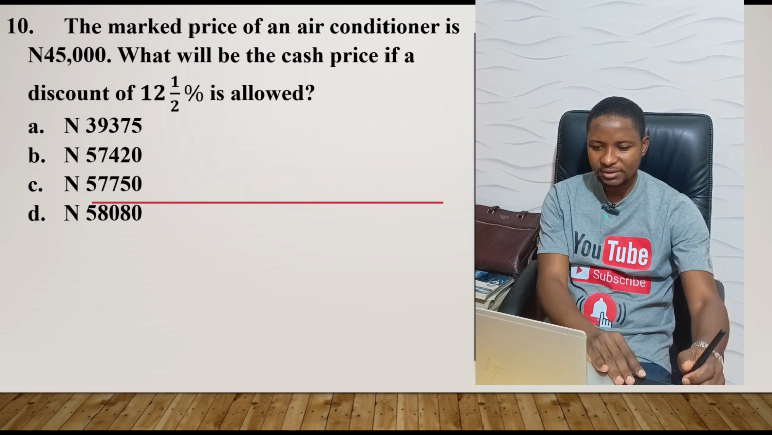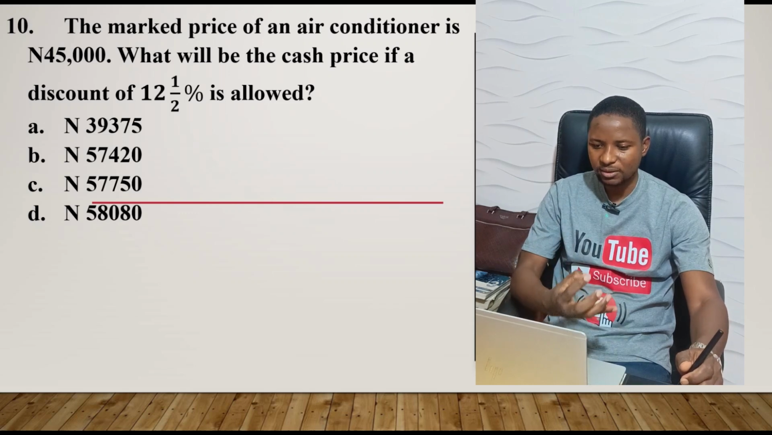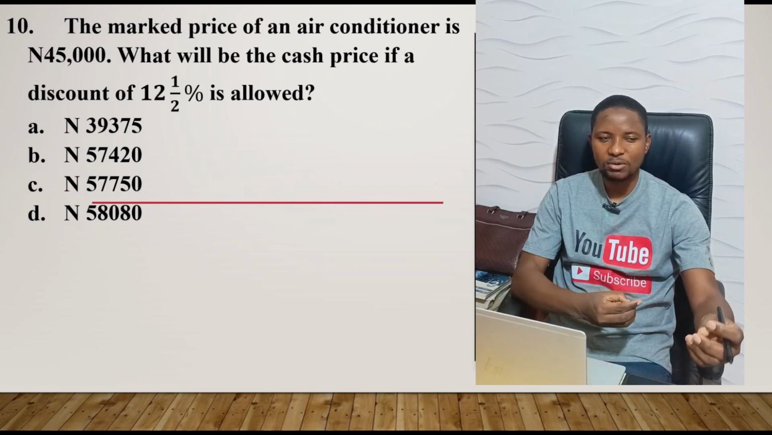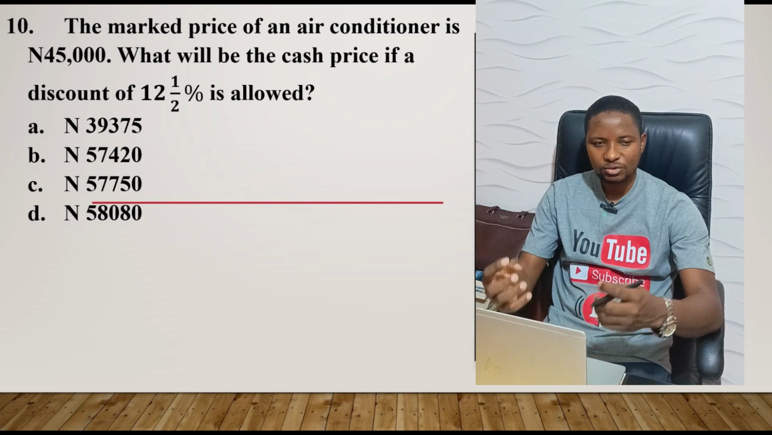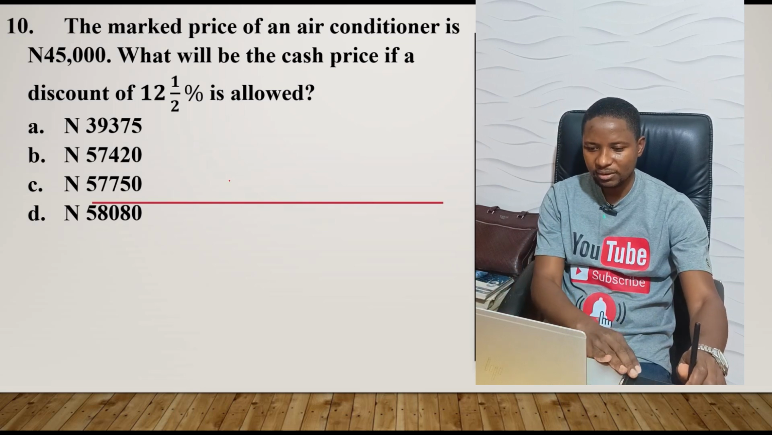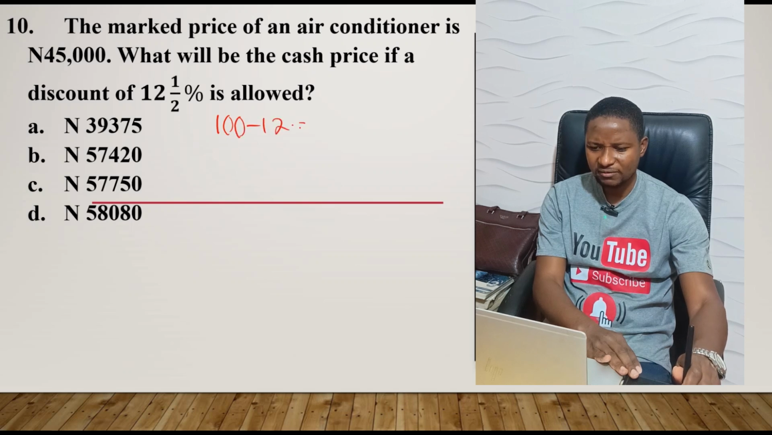So the cash price is originally you're supposed to pay 100. Now they gave you a discount of 12.5%. So meaning what you're paying now will be what you ought to pay before, 100, then take away the 12.5%. Are we good? Then times the original amount, which is 45,000. So this is just the expression.